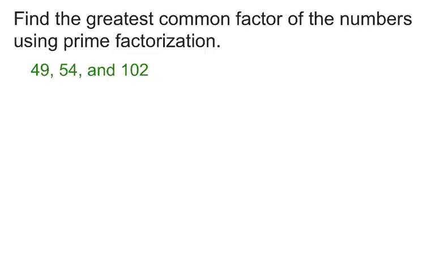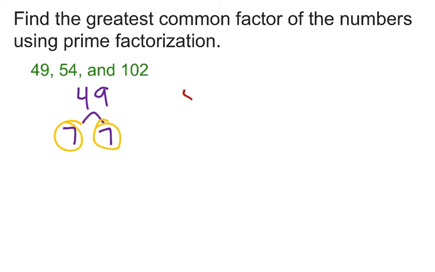Let's move on to finding the greatest common factor of numbers using prime factorization when we have more than 2 numbers. So if we have 49, 54, 102, we have to make 3 factor trees. So let's start with 49. 49 is a composite number, and it can be broken down into 7 times 7. 7 and 7 are both prime, so I have my prime factorization.